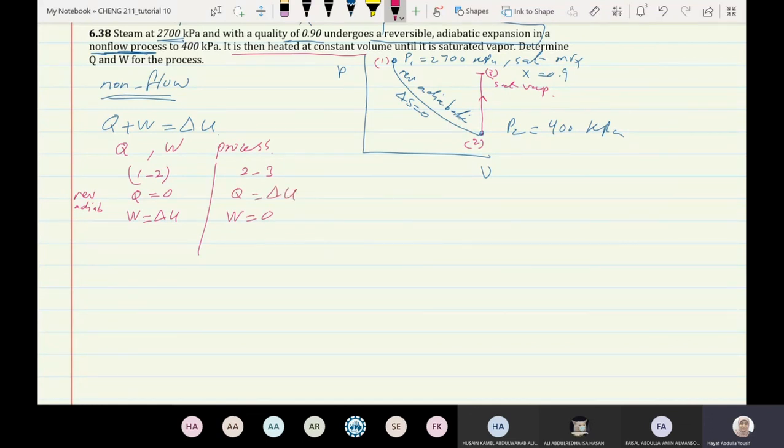So if I call this one Q12, W12, this is going to be Q23 and W23. In the question, they did not ask for each individual. They were asking for Q and W for the process.